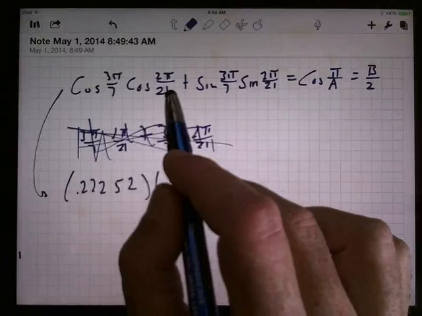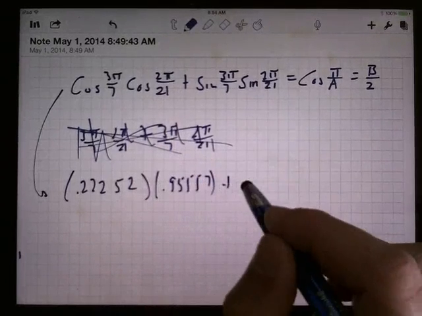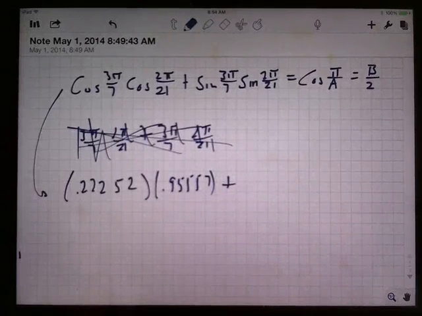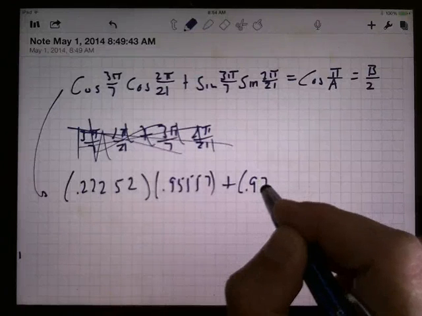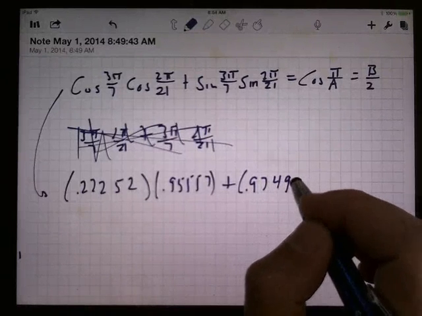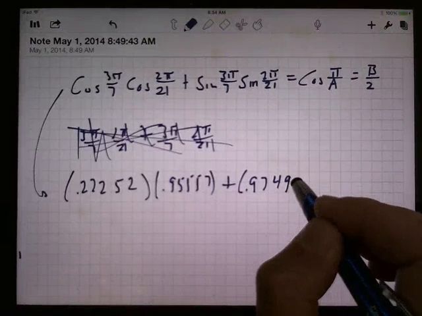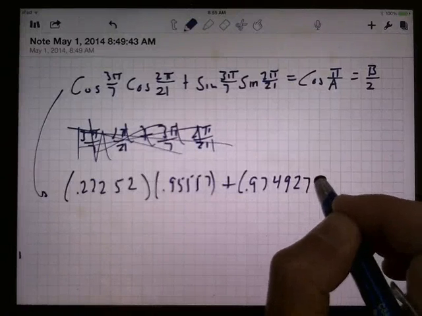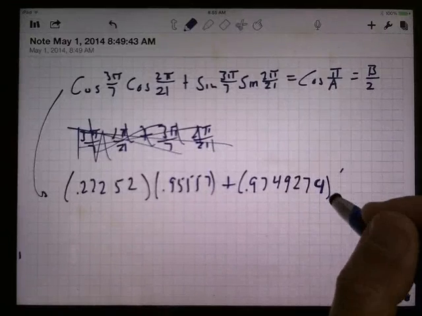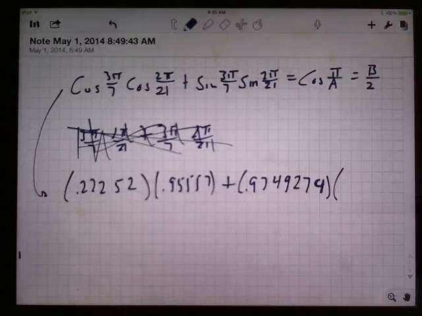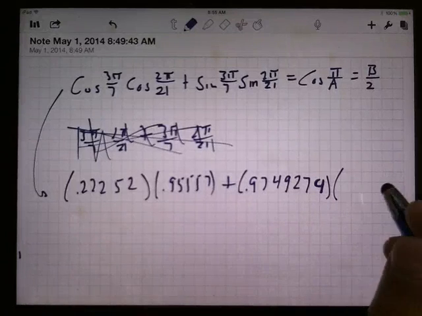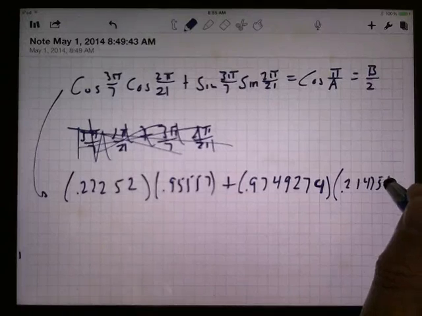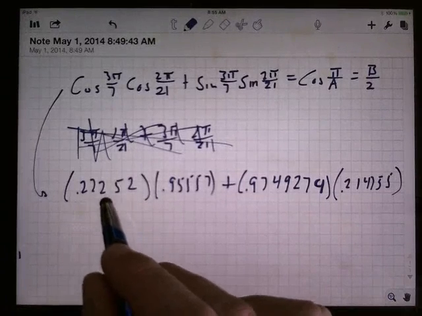So I figured out what 2 pi over 21 is, and I plugged it into the cosine and got this out. Likewise over here, I want the sine of 3 pi over 7, which is 0.9749. I hate to round up more than rounding down. 7, 9, there we go. I don't have to round. And then the sine of 2 pi over 21, let me see, is 0.294755.